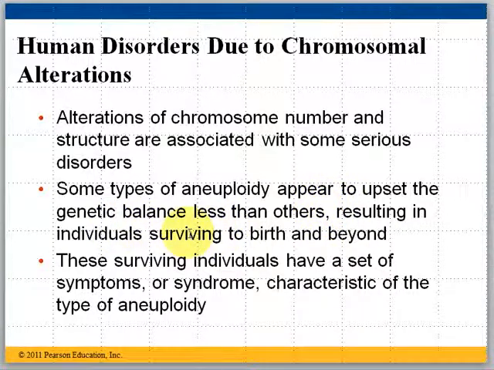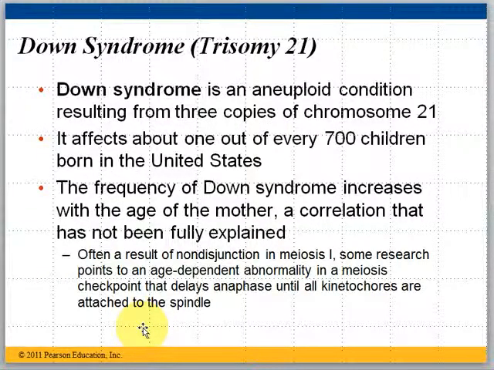But the individual can survive, be born, and sometimes live a fairly long, good life. So these surviving individuals usually have a set of symptoms that we call a syndrome, and that's usually characteristic of some type of aneuploidy. Probably the most common type of aneuploidy is something that develops into what we call Down syndrome or trisomy 21. And it's called trisomy 21 because the 21st pair of chromosomes, where remember humans have 23 pairs, well, pair number 21, there is a third chromosome instead of the normal pair of 2.